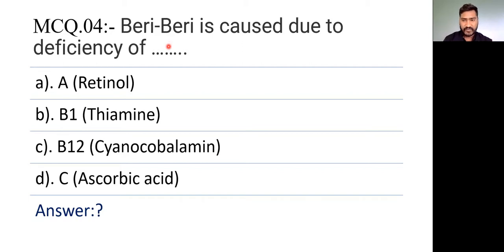So on the chart, if you remember this chart of beriberi or any deficiency disorder due to vitamins, one question will be asked in your competitive exams. There is a 100% probability on it, so there will be chances of a question in the examinations. And the last one is very important. In a previous GPAT examination, that question has already been asked.